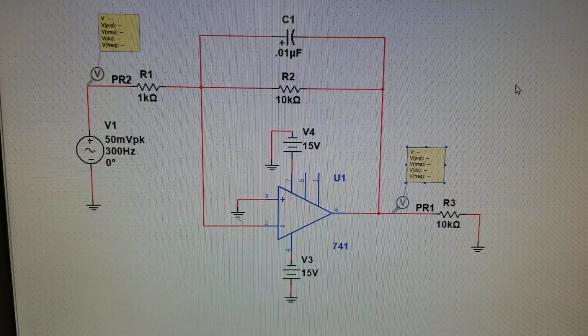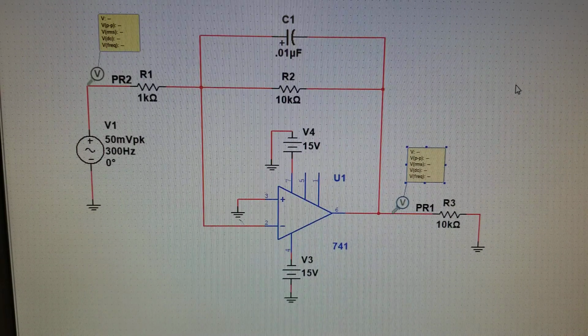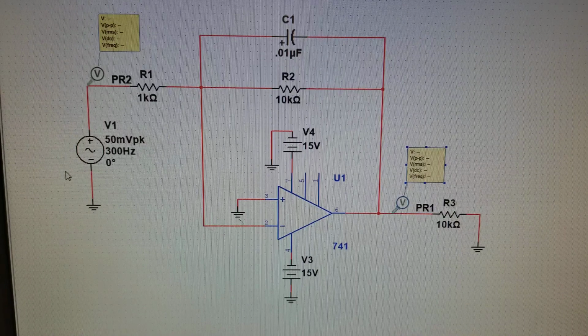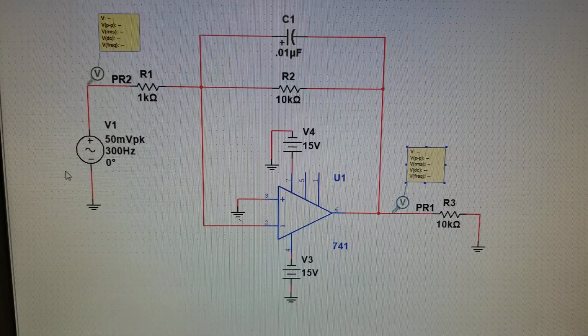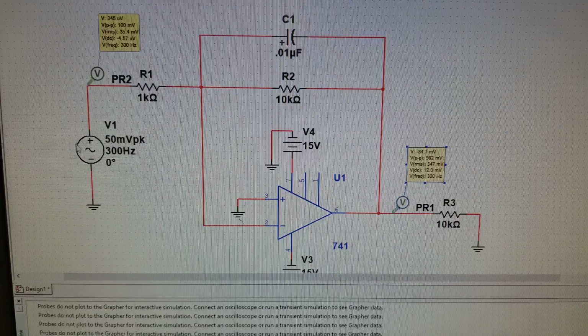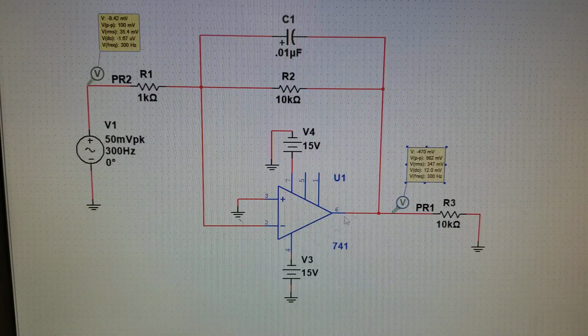As you can see, I have the circuit from figure 1 already built. So the first thing we're going to do is set the signal generator at 300 hertz. Then we're going to adjust the input voltage so that we get an output voltage of 1 volt peak to peak. So we've adjusted the input voltage, and you see that our output voltage is 982 millivolts. We'll call that 1 volt.